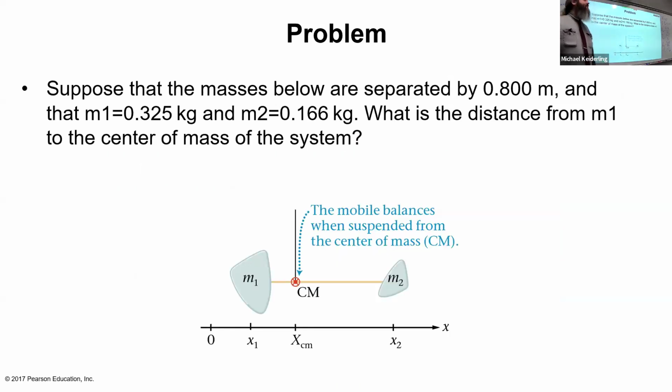So here's an example problem. Suppose the masses below are separated by 0.8 meters, and mass 1 is 3.25 kilograms, and mass 2 is 0.166 kilograms. What is the distance from mass 1 to the center of mass of the system?